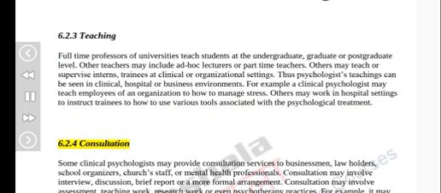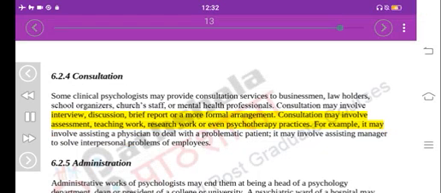6.2.4 Consultation. Some clinical psychologists may provide consultation services to businessmen, law holders, school organizers, church staff, or mental health professionals. Consultation may involve interview, discussion, brief report or a more formal arrangement. Consultation may involve assessment, teaching work, research work or even psychotherapy practices. For example, it may involve assisting a physician to deal with a problematic patient. It may involve assisting a manager to solve interpersonal problems of employees. 6.2.5 Administration.